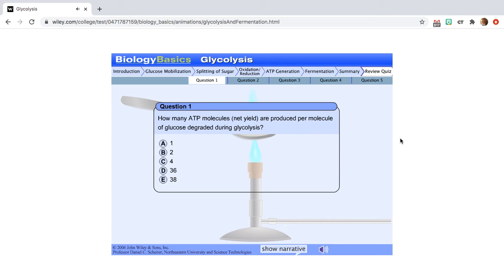Answer the following questions to review what you have learned about glycolysis. If you get stuck on a question, replay that section to refresh your memory. Okay. How many ATP are produced per molecule of glucose degraded? So net yield, we'll make 4, we burn 2, so 2.